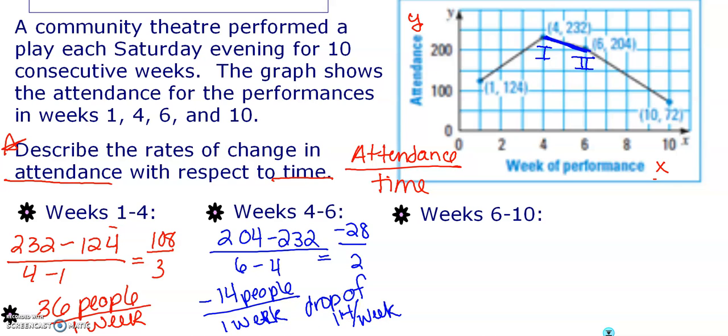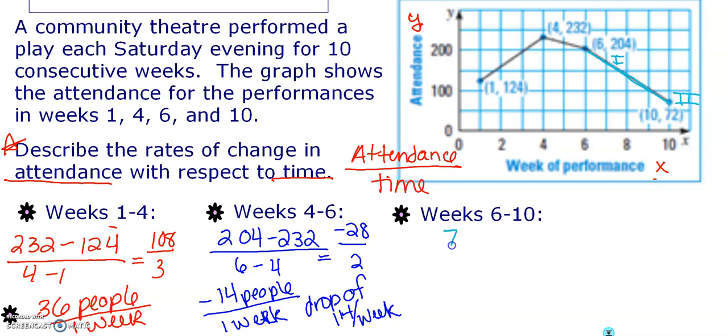A drop is indicating that decrease, or that negative value. All right, let's take a look at the next one, week 6 to week 10. So again, I'm going to erase this. This looks like even more of a decrease. Wow, check that out. All right, this is ordered pair 1. This is going to be ordered pair 2 for me.